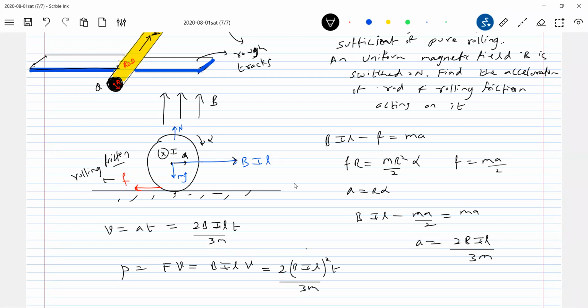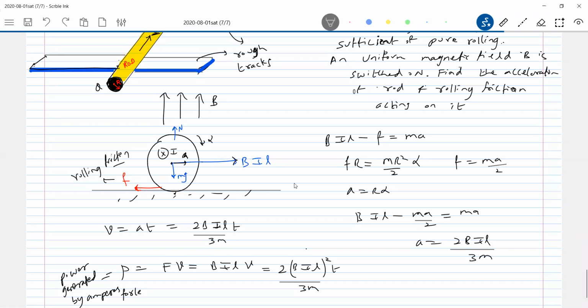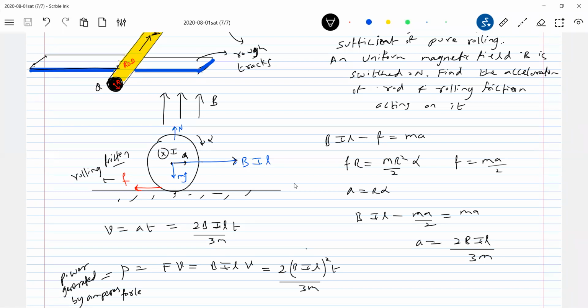So 2 is there, no? Here, what is the power generated by the ampere force? Just to make you think whether it is just like any other contact force you studied in mechanics. Is it a dissipative force? Is the ampere force a dissipative force? No, the ampere force is a conservative force. It's not a dissipative force. Very important. They may argue in some matching-type questions. What do you mean by Lorentz force?